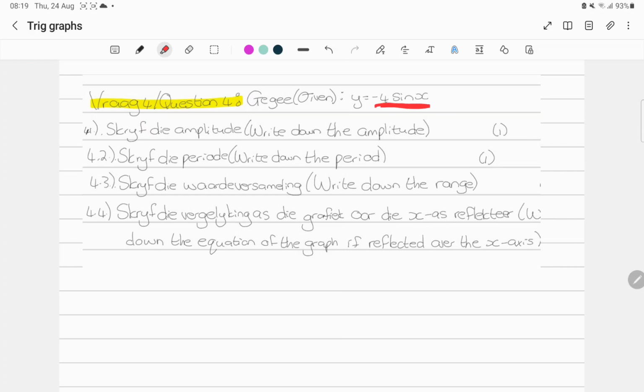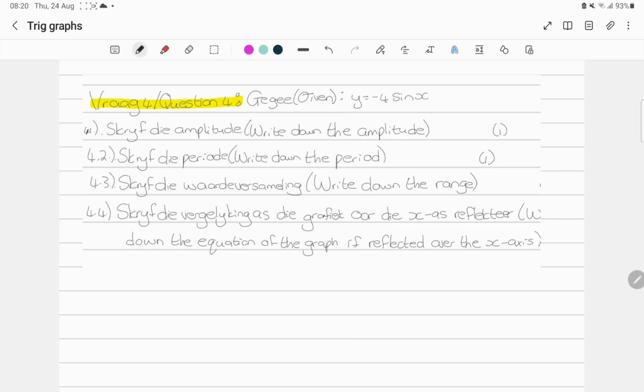So the moment you see this, there's a few things that need to pop up in your brain. The first thing is that you have a sine graph, so you know it has to go something like a wave. The next thing you need to see is, but wait, there is a minus, which means it's going in the opposite direction. And then I also obviously have a 4. Okay, so let's look at the questions.